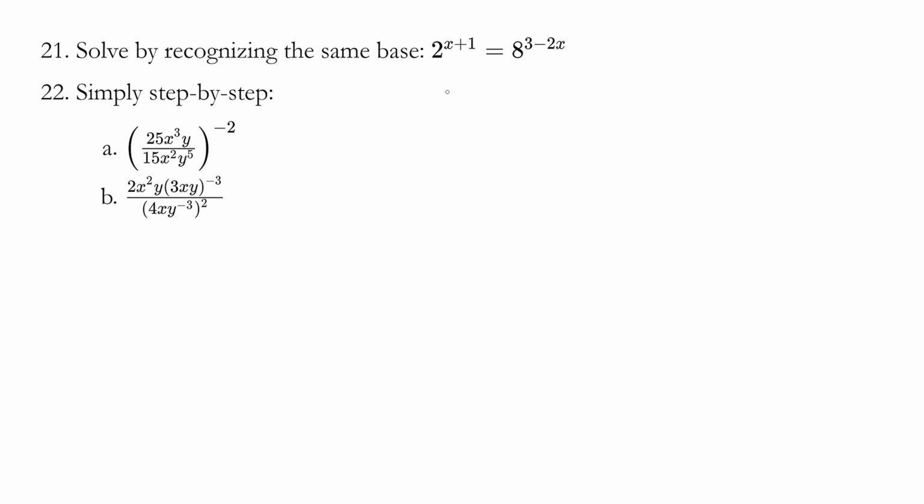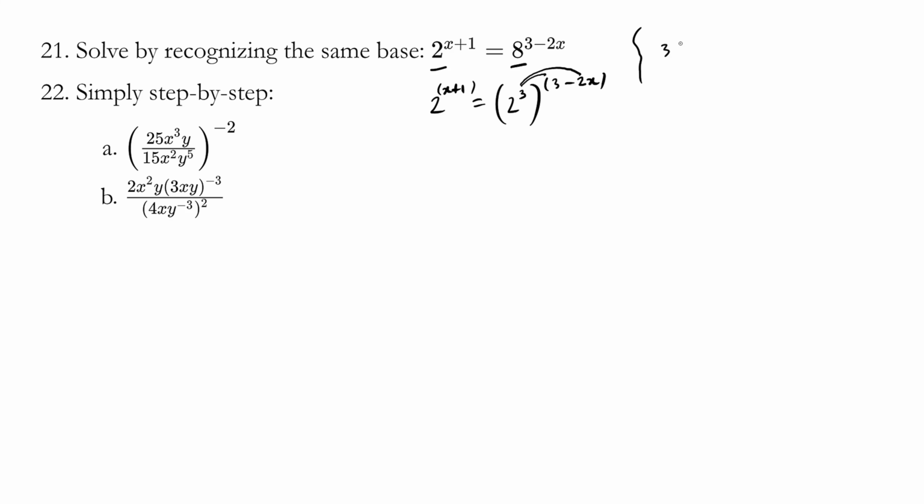Let's try question 21. Notice the bases are 2 and 8. We want to have the same bases, so we're going to rewrite 8 as 2 to the exponent 3. If you recognize that we have the same base, then everything else is quite easy. I recommend putting brackets around the exponents, because then you can see that this is exponent, bracket, exponent, and we're going to multiply this. Let's work on the side here.